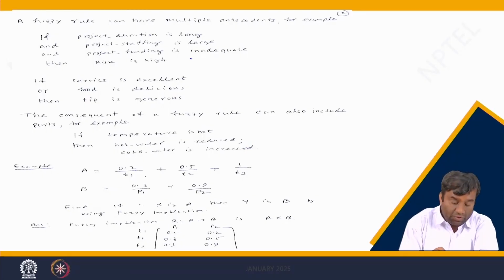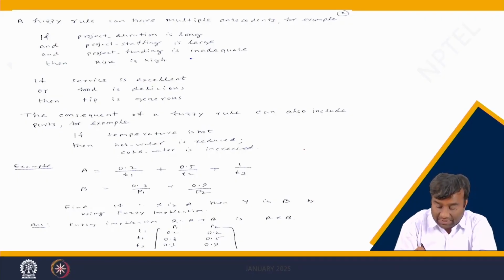In module 2 we have studied this. Suppose A represents the fuzzy set 0.2/T1 + 0.5/T2 + 1/T3, and B represents the fuzzy set 0.3/P1 + 0.9/P2. If X is A, then Y is B can be used as the relation R. The relation A implies B can be written as A cross B.